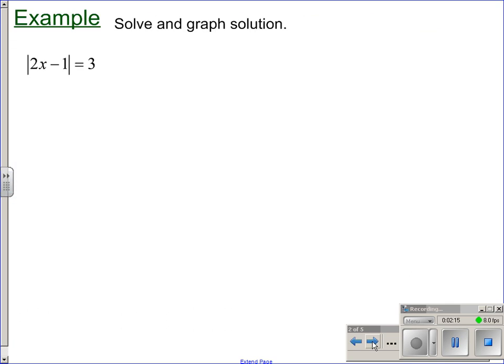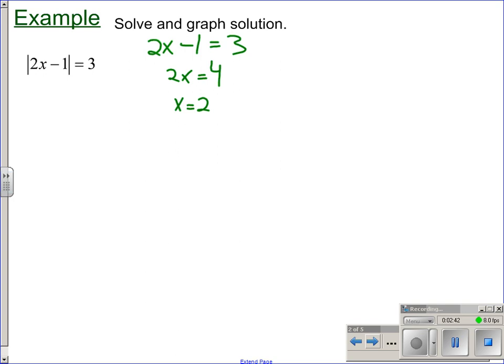So let's do some examples. All right, absolute value of 2x minus 1 equals 3. Again, you have to do both cases. So the first case is always basically just get rid of the absolute value. It's the positive case. And you just solve for x like normal. Add the 1, divide by 2. There's one answer.